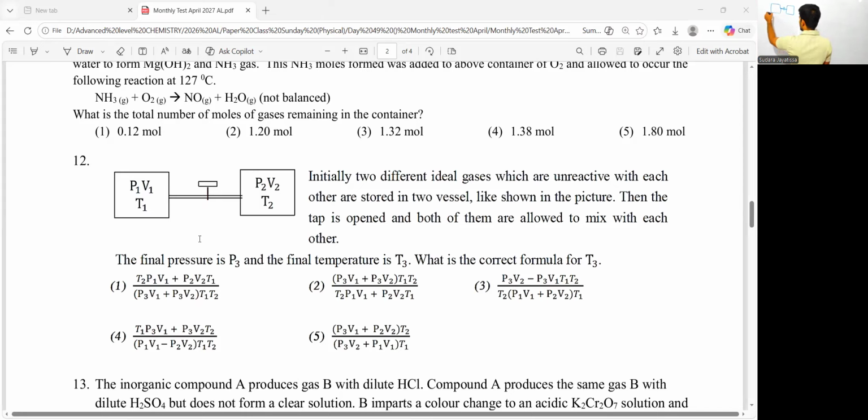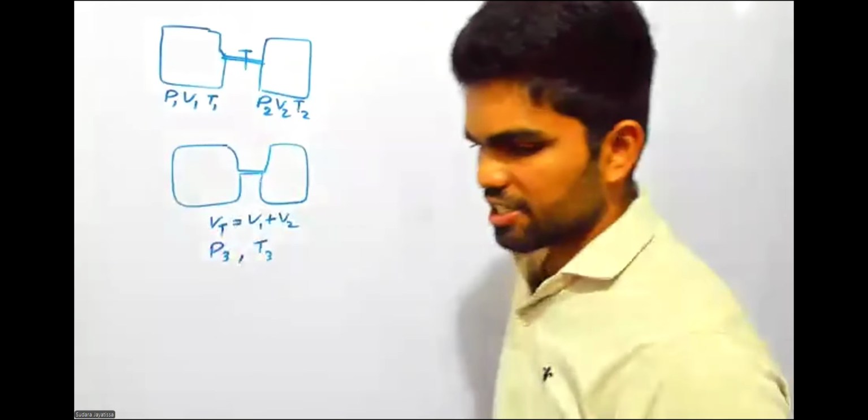So here you have P1, V1, T1, P2, V2, and T2. So once you open the tap, the whole container becomes 1. And now the V total is V1 plus V2. And you have P3 and T3, total pressure and a common temperature. So it's asking what is the correct expression for T3. What is the correct expression for T3?